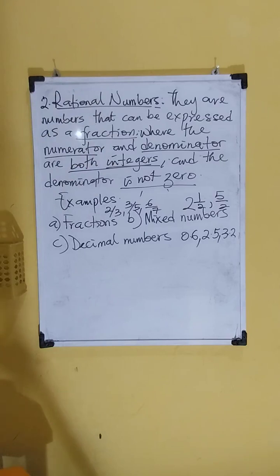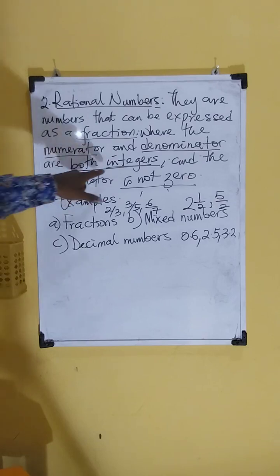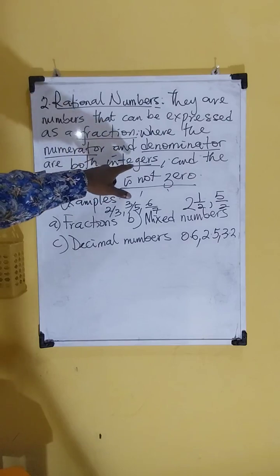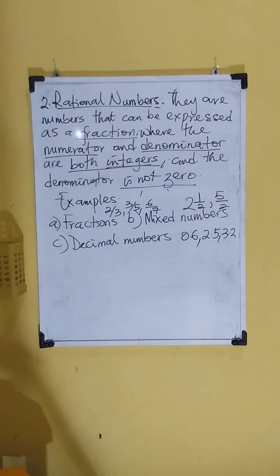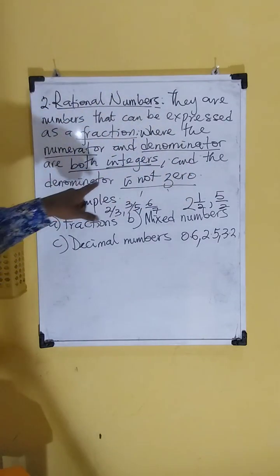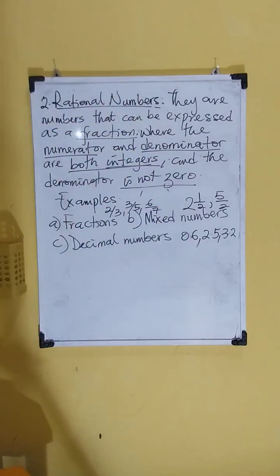Take note of that. Even if they are expressed as fractions, the numerator and denominator are both integers. Integers means whole numbers. And the denominator is not 0. Why? Because if you divide 0 by any number, the result is 0, and 0 is an integer, not a rational number. I hope we all got that clearly.